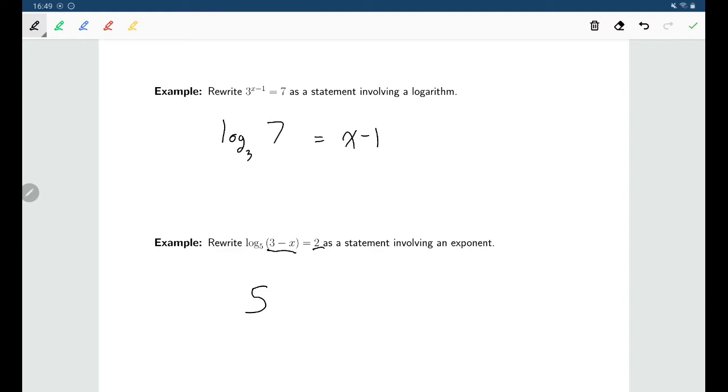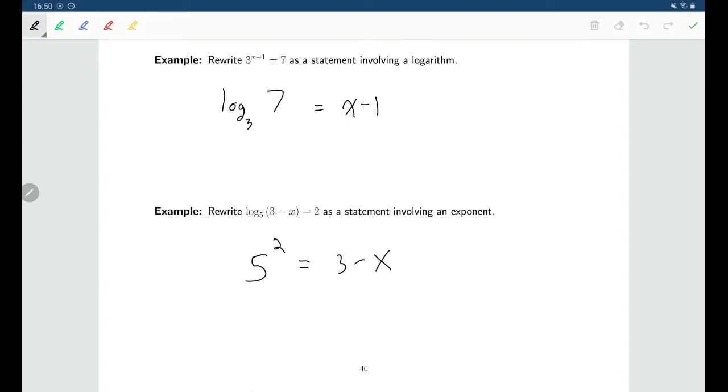For the log equation, the output was 2. So for the exponential equation, the input will be 2. For the log equation, the input was 3 minus x. So for the exponential equation, the output would be 3 minus x.